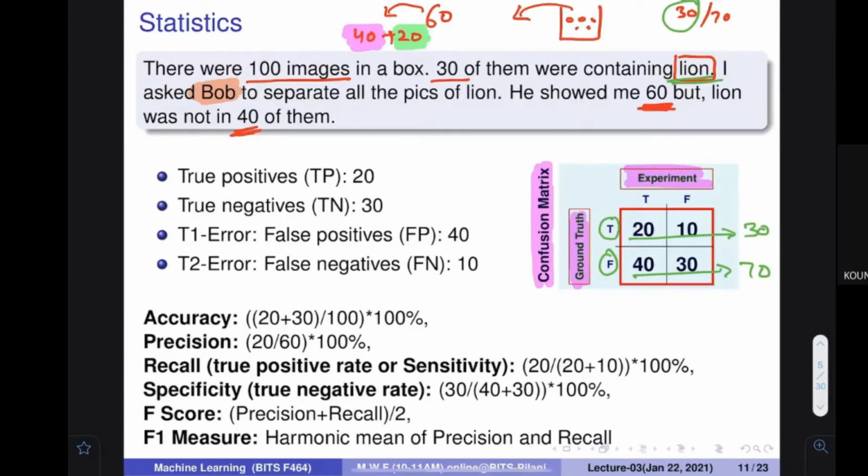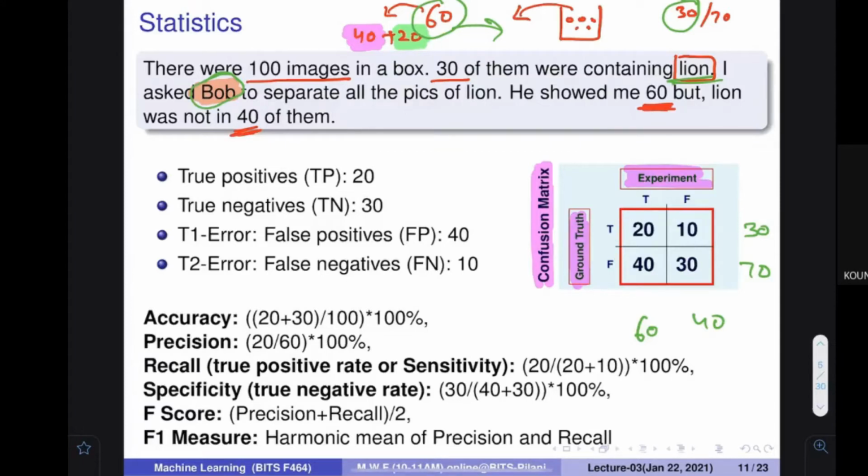If you see this thing from the experiment perspective, then you have to come from top to down, and this tells what is the experimental truth. These 60 images are given to you by Bob, but what are the false images that your system, your Bob, your robot has told don't have the line? How many of them are remaining? So out of this, these 40 images are there. So everybody understand this particular table? Any questions on that? Okay. So in this setting, you know what this 30, 70, 60, 40 is.